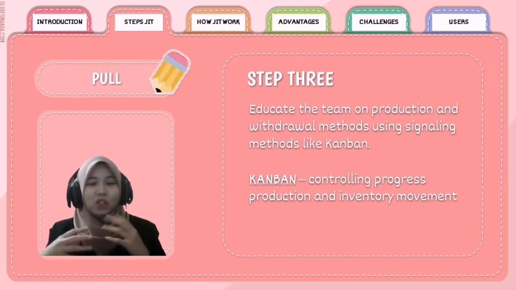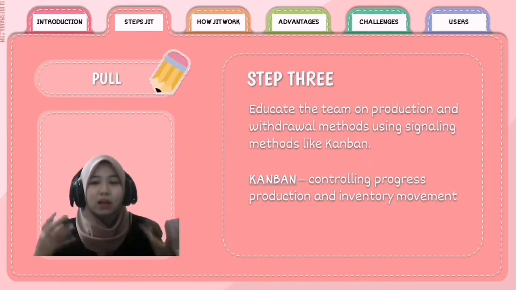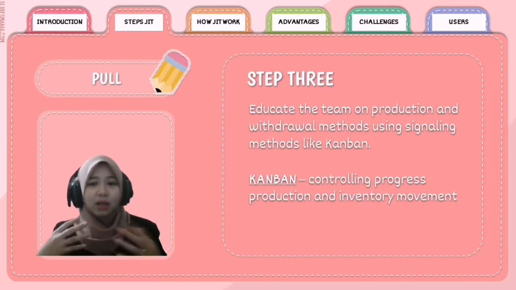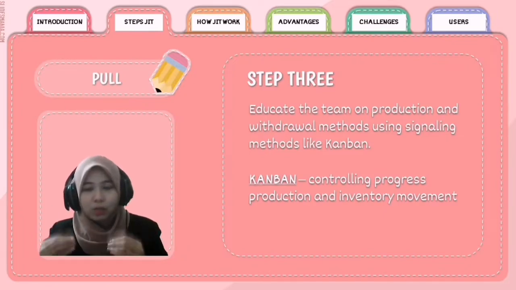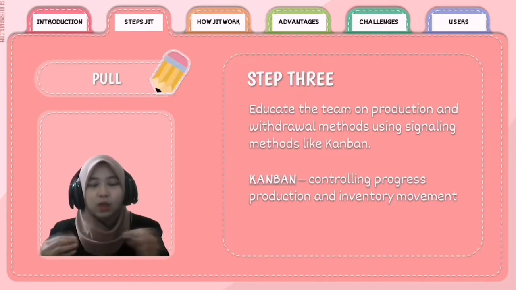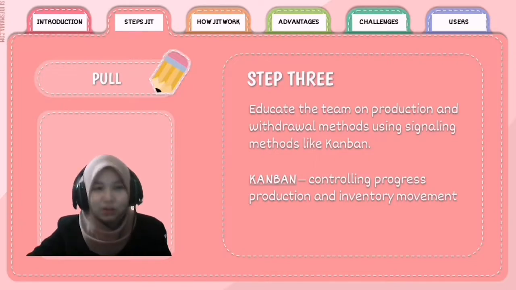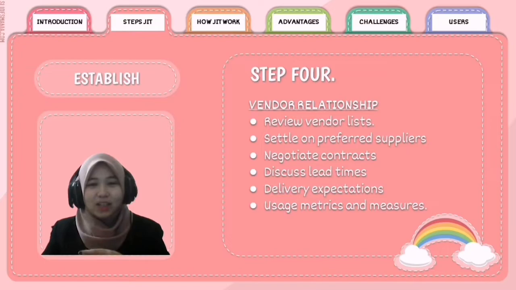The pull step is actually to educate the team on production and withdrawal methods, like using a signaling method such as Kanban. Kanban is for controlling progress, production, and inventory movement, so it can review and reduce the lot size of the inventory. Step 4 is about establish.